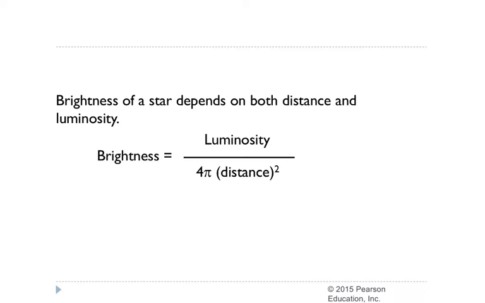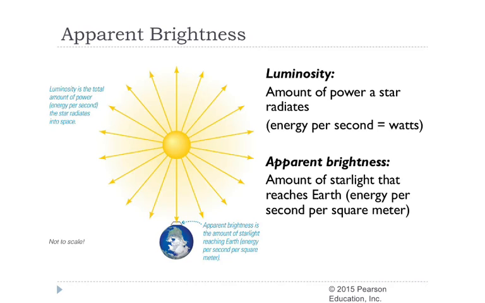And in fact, the brightness falls off with the distance squared. So the brightness is going to depend highly on the distance. That's going to be one of the most important factors. So luminosity, as we said, is the amount of energy, measured here in watts. And the apparent brightness is going to be that amount that reaches the Earth.